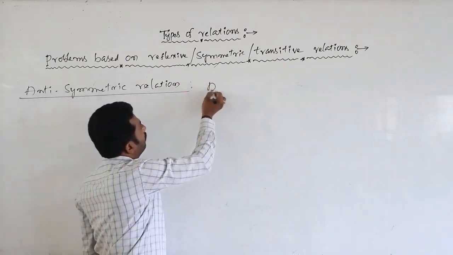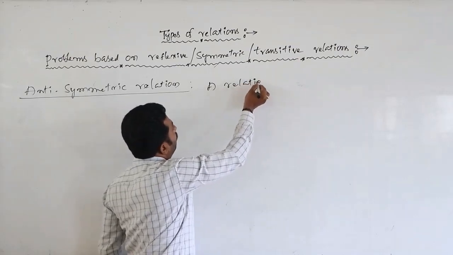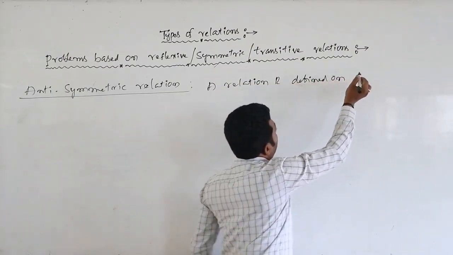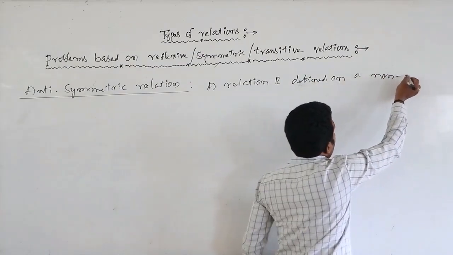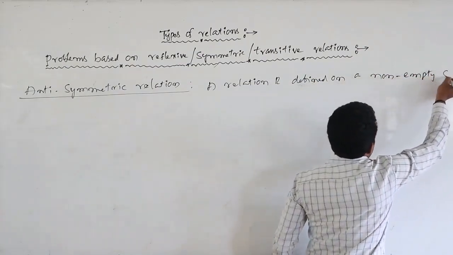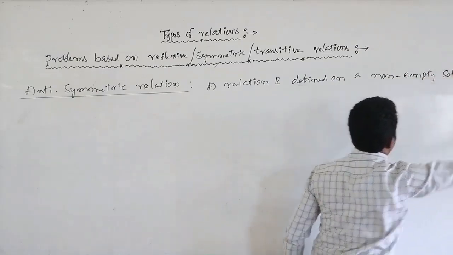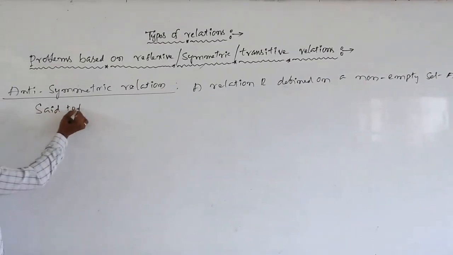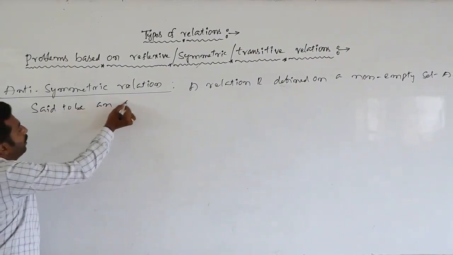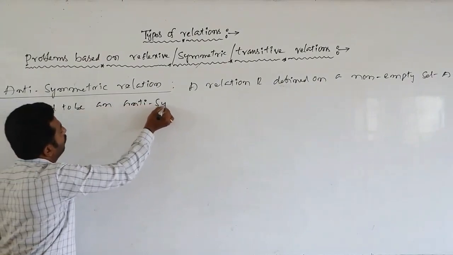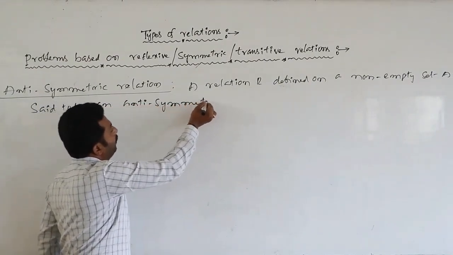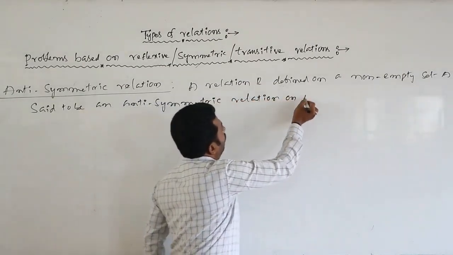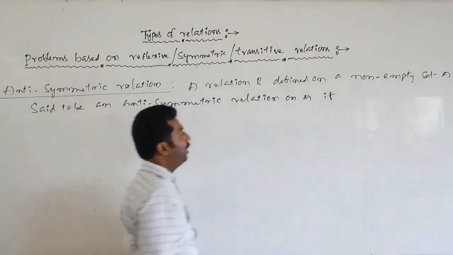A relation capital R defined on a non-empty set capital A is said to be an anti-symmetric relation on capital A if, what is the condition you observe?